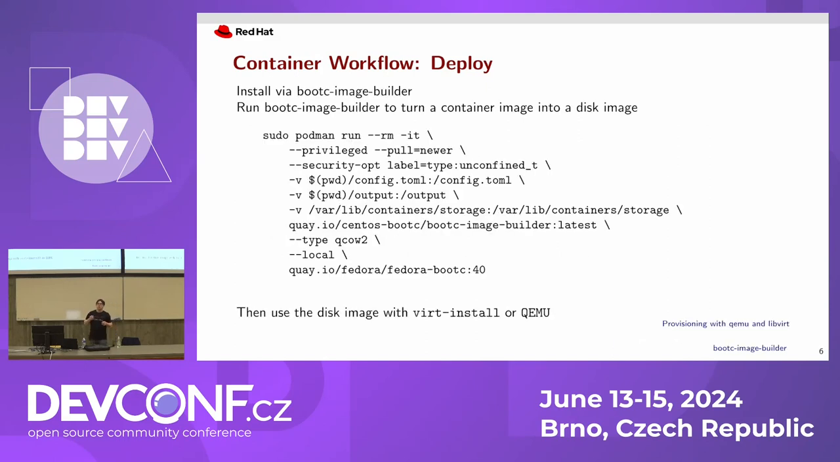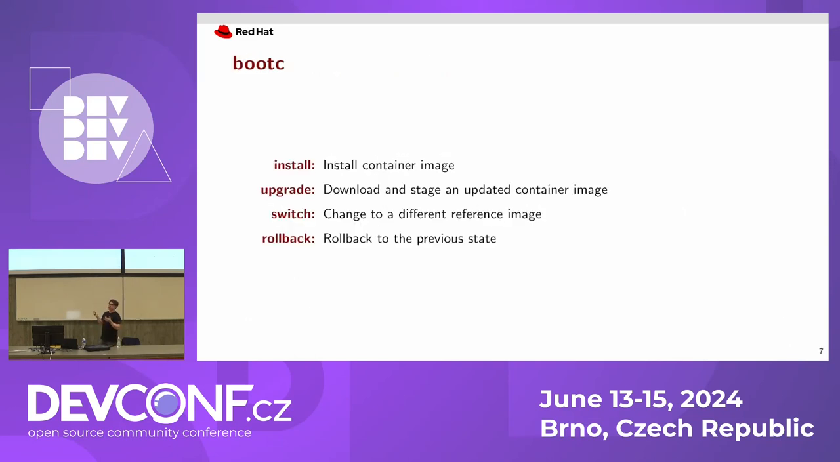You can also use bootc image builder to create a new image and deploy it. And of course, the bootc command. A bootable container usually comes with the Linux kernel, systemd, and a bunch of other tools, and especially bootc. The bootc is also its own installer, so you can install the container using this command. But also, you can upgrade it.